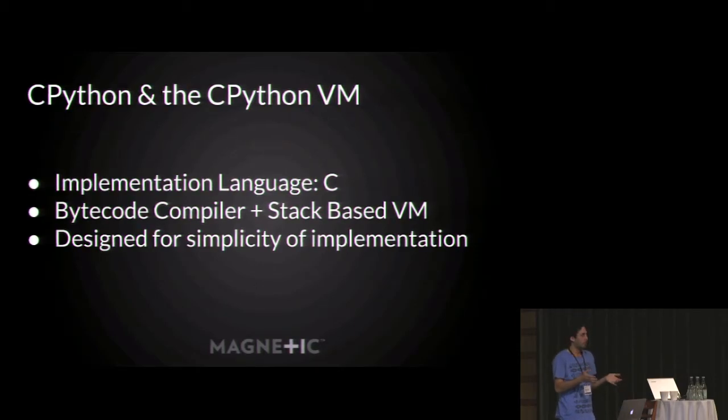Roughly, there's some model for how this actual interpreter works. It converts your source code into bytecode, which is something like machine code, and then it takes that bytecode and executes it on a virtual machine, which is something like a CPU. And the CPython VM and implementation is designed to be simple in its implementation. It's fairly readable. You can just open it up.